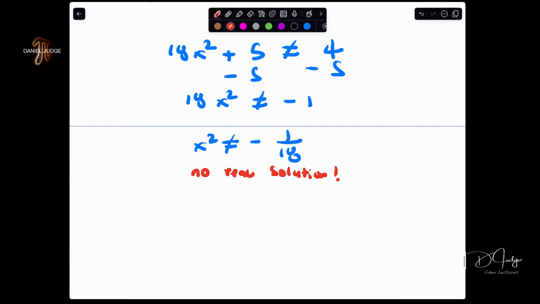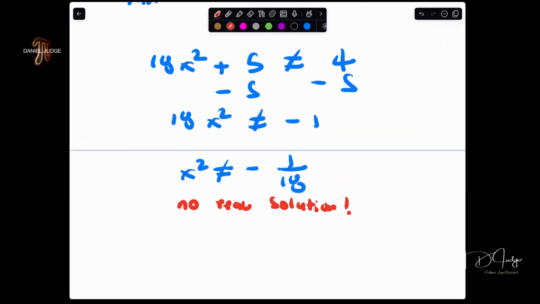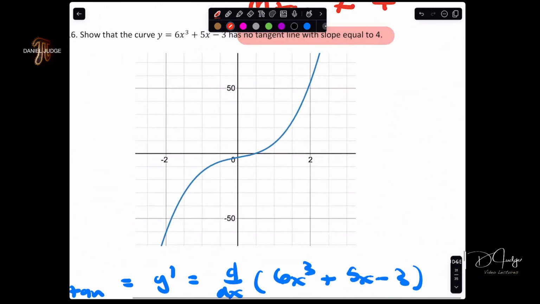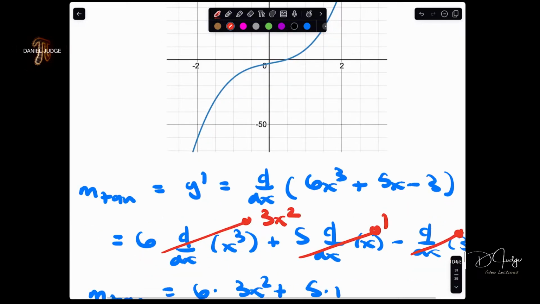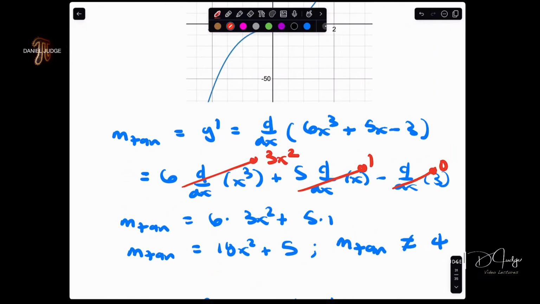So, if the slope could be 4, this would be solvable. But because it's not 4, it's not solvable. So yes, that's what they're showing us. So we did show that you could never have a slope that's positive 4, and that's how you do it, ladies and gentlemen. You get an equation that's not solvable.